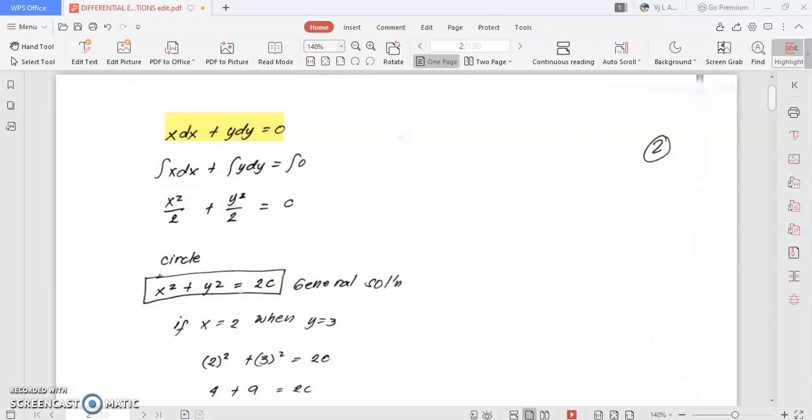It is already separated, with the same terms or same variables combined: x with its derivative dx, y with its derivative dy. Okay? So x with x, y with y, they are combined. So you just do the integration. Hopefully you still remember how to integrate: the integral of x is x squared over 2, the integral of y is y squared over 2, and the integral of the constant, or of the 0, is c.